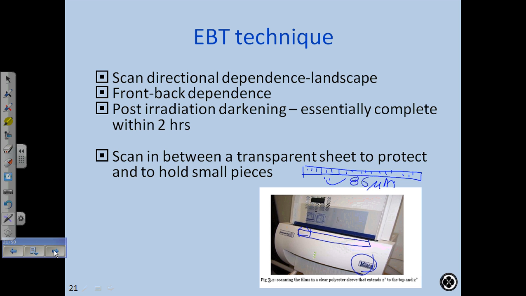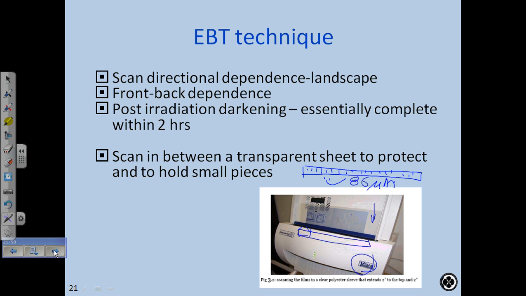It shines light through, and we measure the darkness. The film, by the way, is this blue. The EBT is this blue area. This other part right here is just a transparent protective layer that we put on there, so we don't get any gunk that's inside the scanner onto the film.